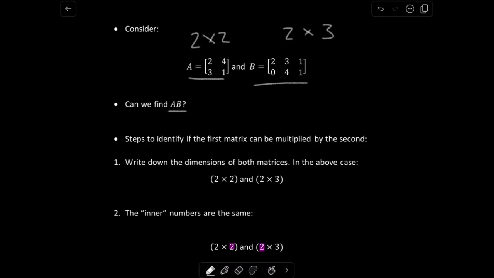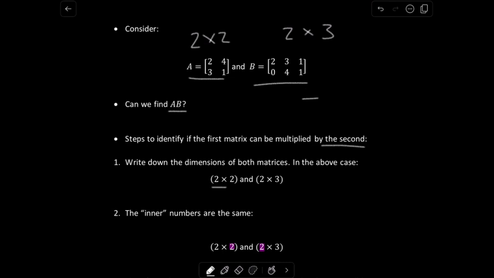So the steps to identify if the first matrix can be multiplied by the second matrix, and just a note, I'm always saying first matrix, second matrix. You can do matrix A times matrix B times matrix C. You can have multiple matrix multiplications. I'm just doing it in terms of first and second because it's the easiest to explain, but these rules will always apply. Okay, so step one, I want you to write down the dimensions of both matrices.